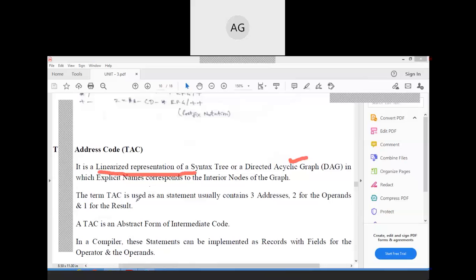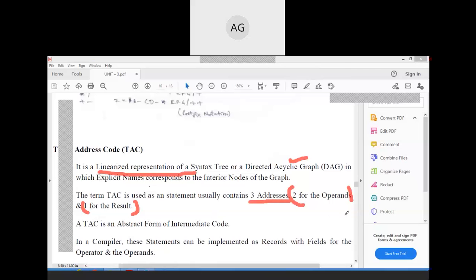The term three address code is used because a statement usually contains three addresses: two for the operands and one for the result. That's why it is called the three address code.